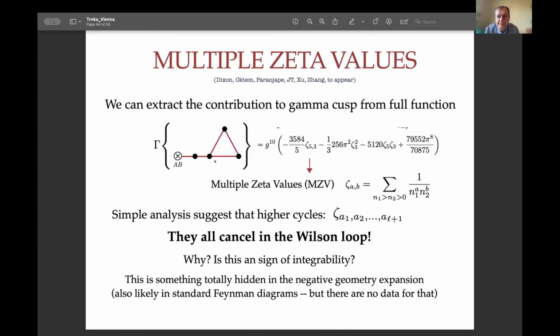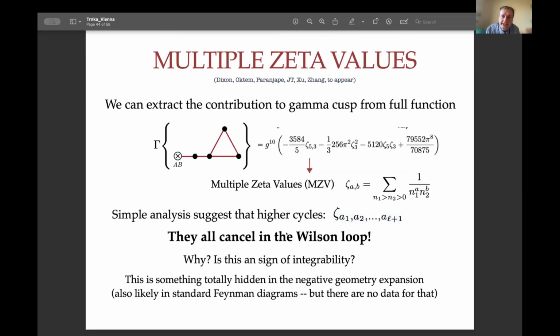And this didn't happen at 3 loops, because any multiple zeta we would still be able to write in terms of single zeta values at this low loop order. But at this loop order, we already have the presence of zeta 3,5 (zeta phi 3), which is the first multiple zeta value which cannot be written in terms of the single zeta values. And some simple analysis suggests that if we go to higher loops, we get zeta values of bigger and bigger depth.